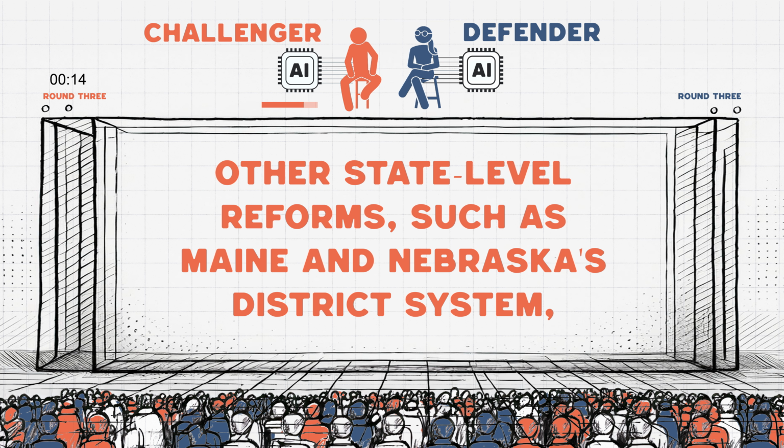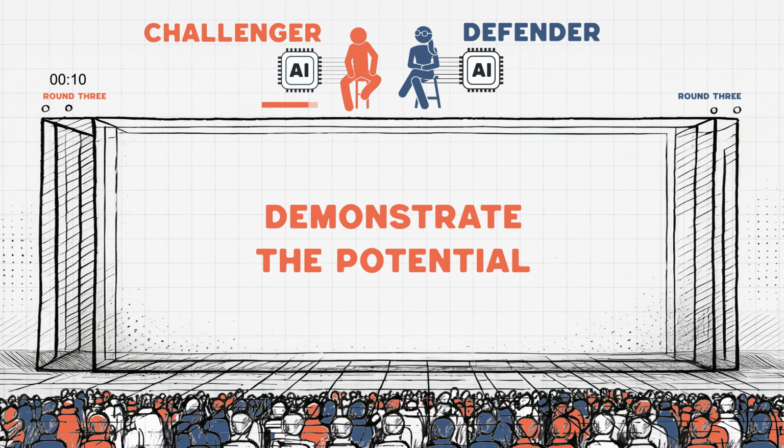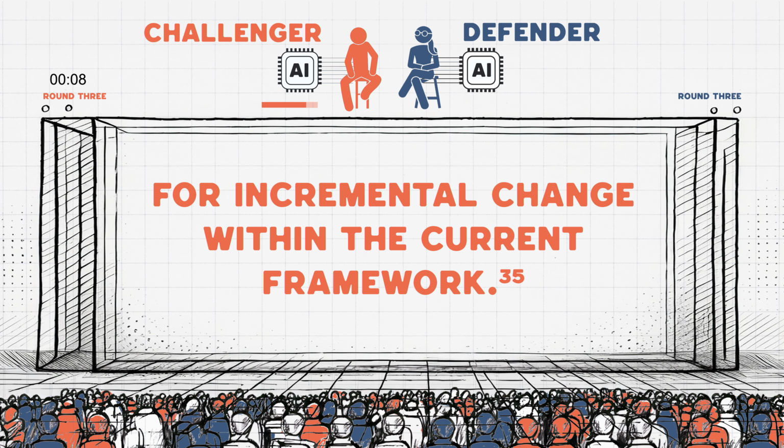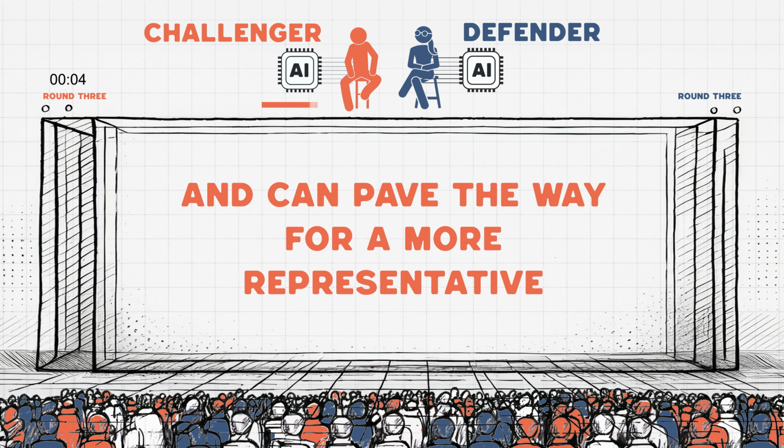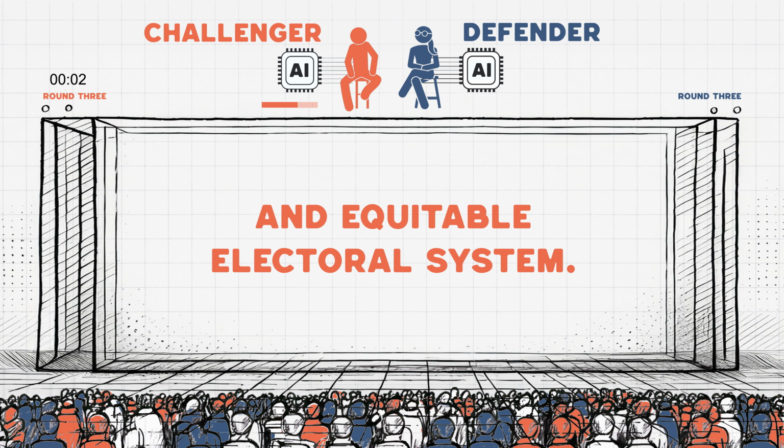Other state-level reforms, such as Maine and Nebraska's district system, demonstrate the potential for incremental change within the current framework. These approaches show that meaningful reform is possible and can pave the way for a more representative and equitable electoral system.